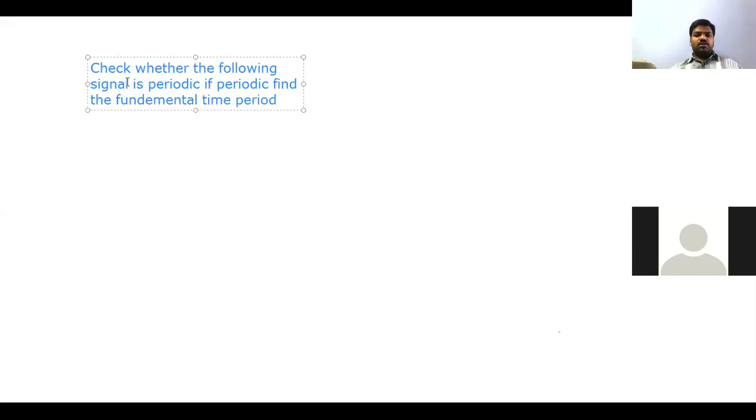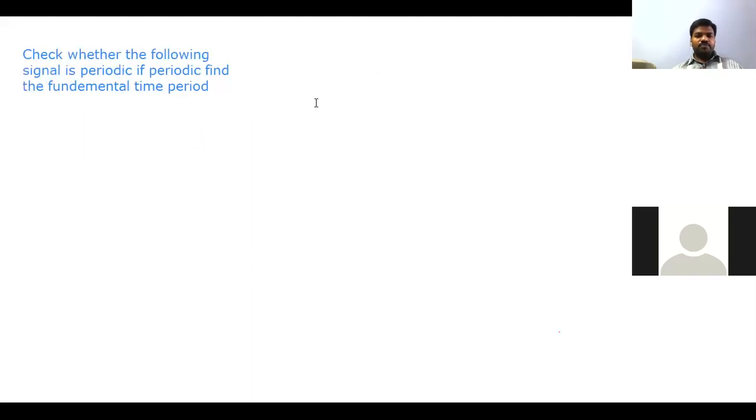Okay, students, now I'm going to solve a problem. Already we have started the periodic signals and aperiodic signals for continuous time domain signals. Now we are going to solve a problem based on the same concept. Check whether the following signal is periodic or not. If periodic, find the fundamental time period. Now, please see here, I am writing a problem.